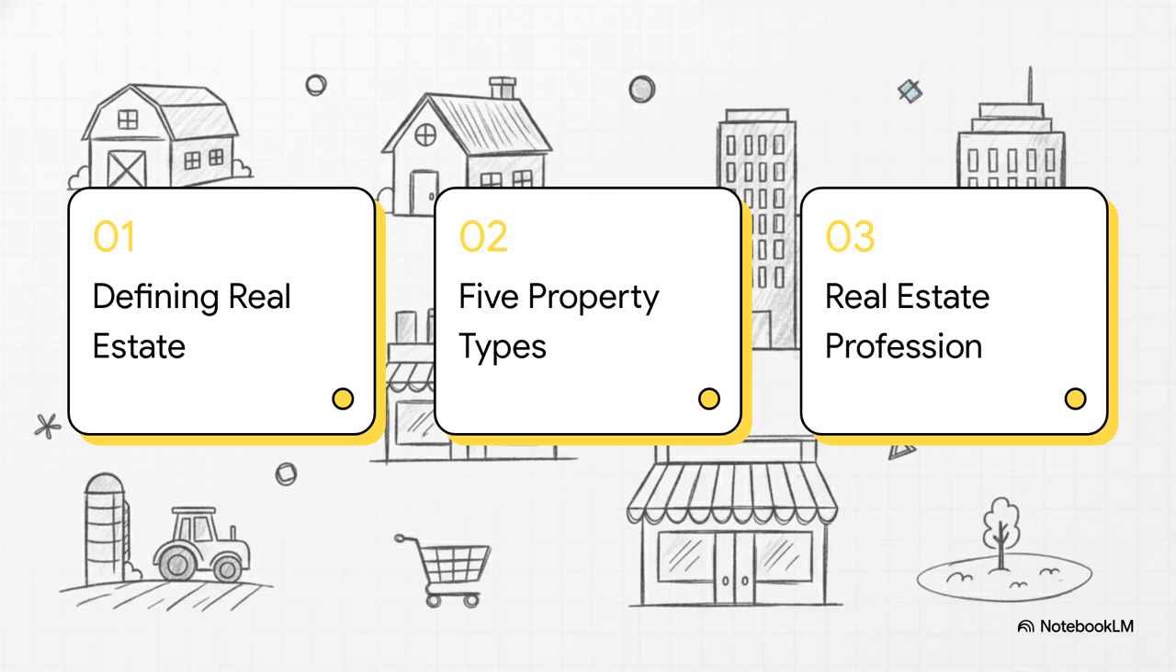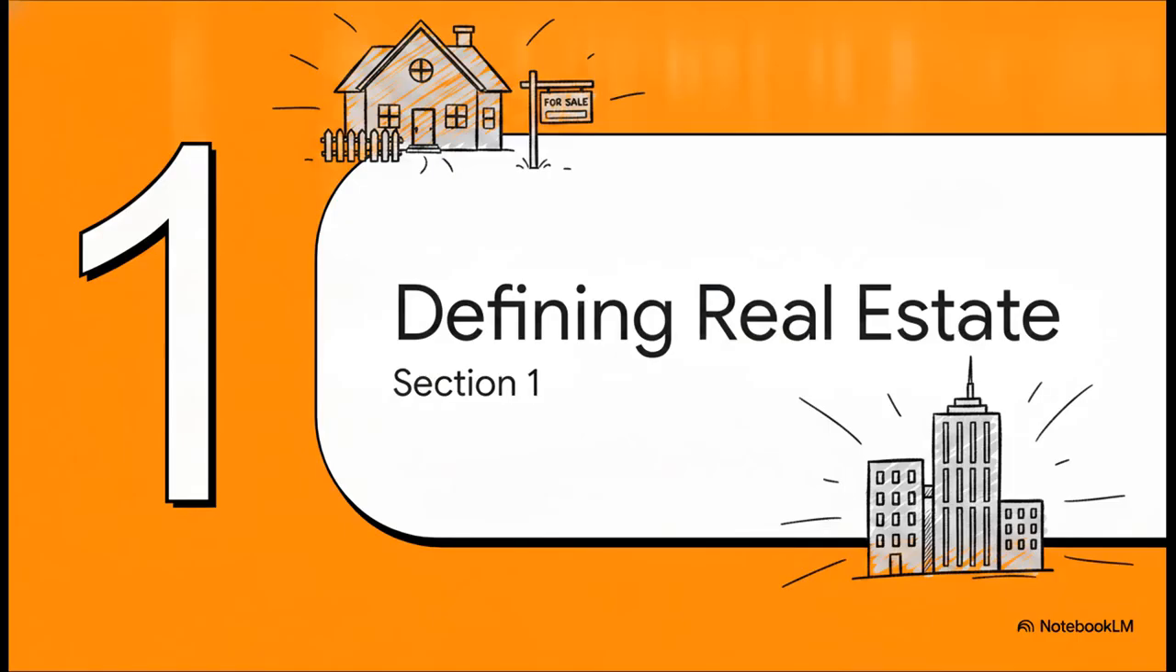Okay, let's lay out a quick structural roadmap for this explainer. First, we'll nail down exactly what real estate is. Then we'll zoom in on the 5 main property types, and we'll wrap up by looking at the real estate profession itself. So, part 1, defining real estate.